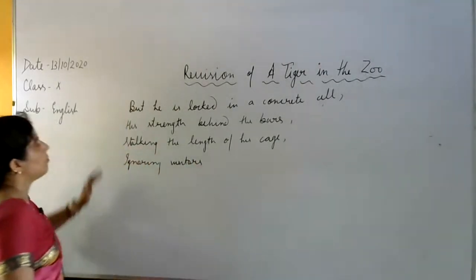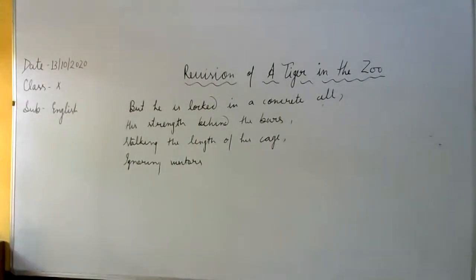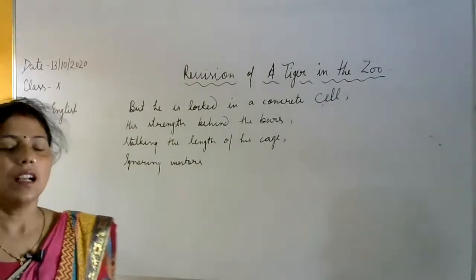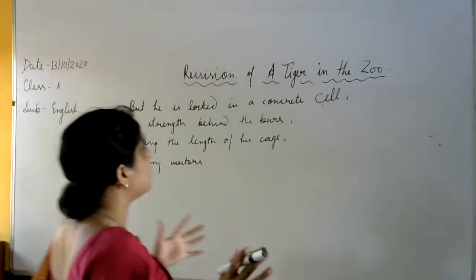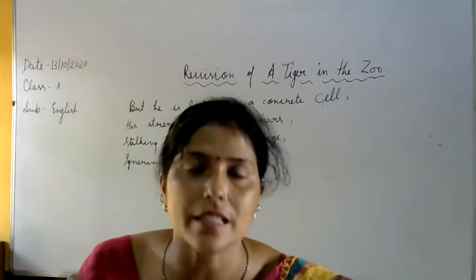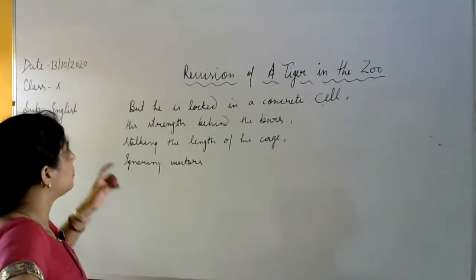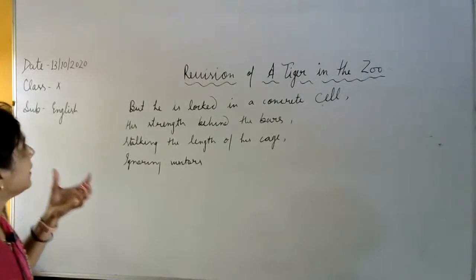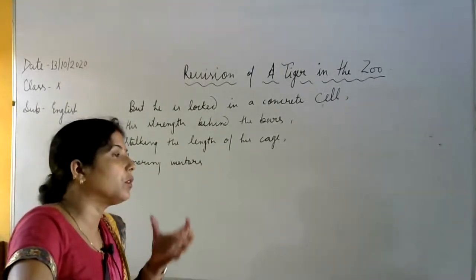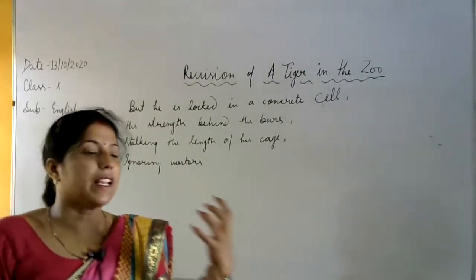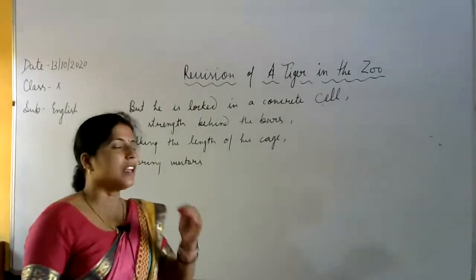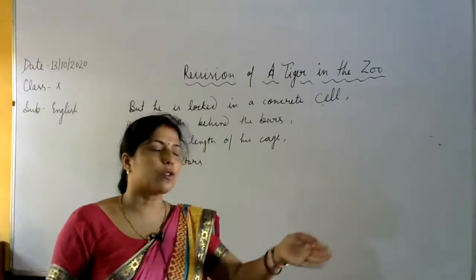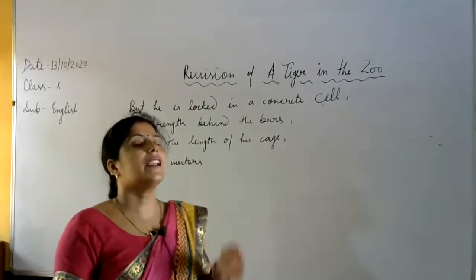Ignoring visitors. It means he is locked in a constrained cell. When a capable animal or human is locked in a cage, he cannot show his strength. The poet wants to say that even though he is locked and cannot show his strength, he may evaluate the length of the cage, because it is a very small place. That's why he ignored the visitors, because he knows he cannot do anything outside the cage, and he also knows the strength of the cage.